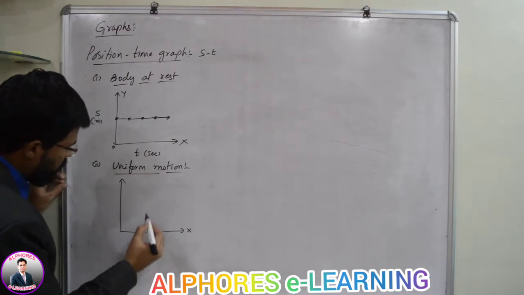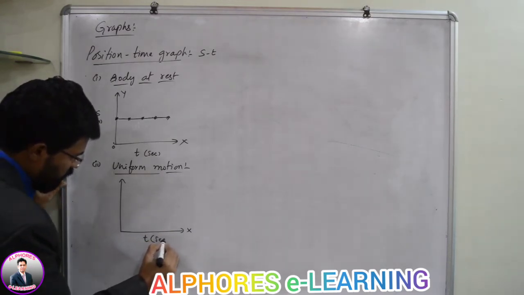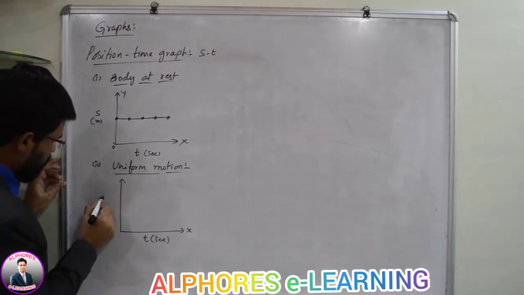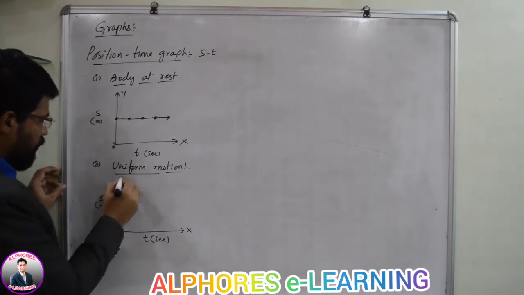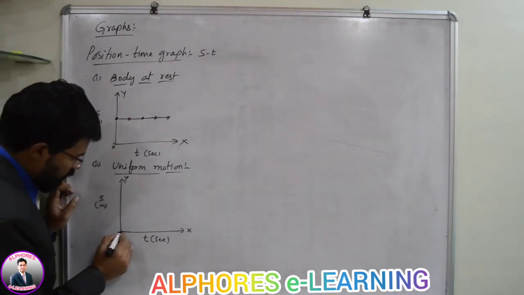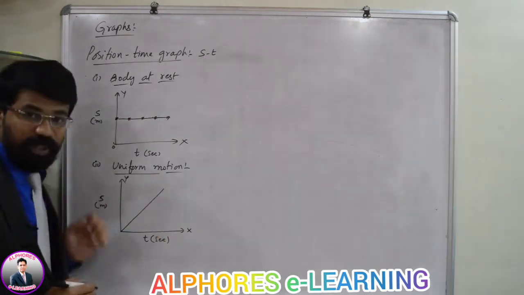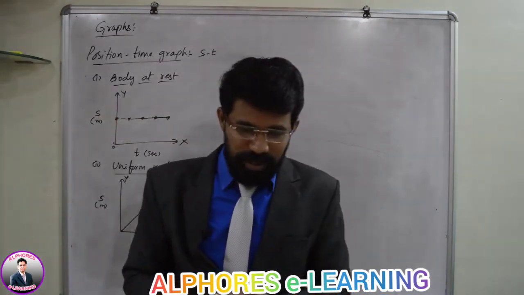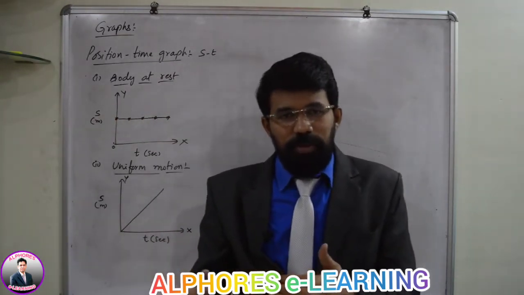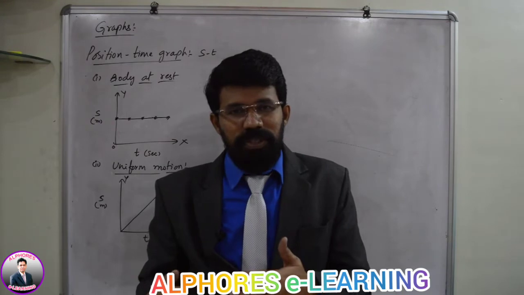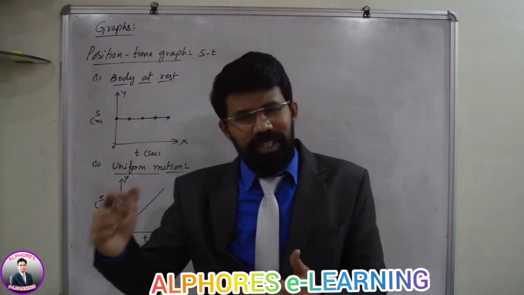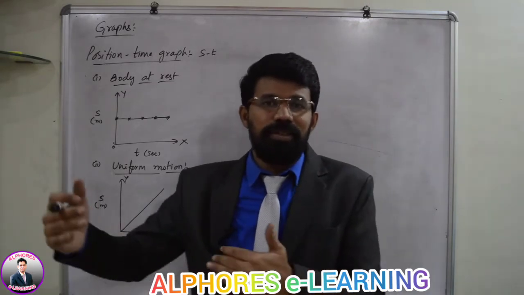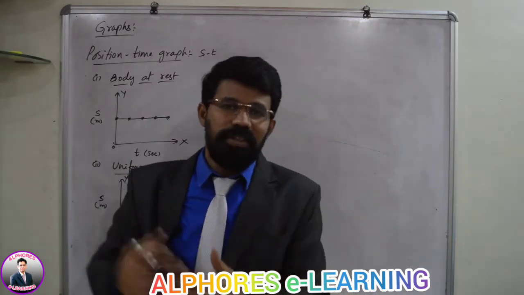On the x-axis I will take, as usual, time, which is measured in seconds, and on the y-axis I will take position. Let us say it is measured in meters. Okay. So the graph will be something like this, passing through the origin. It is because, let us say in 1 second, the body has undergone a displacement equal to 1 meter. In the next second, it has undergone a displacement equal to 1 meter. In the next second, like that, in equal intervals of time, let us say it has undergone equal displacements.